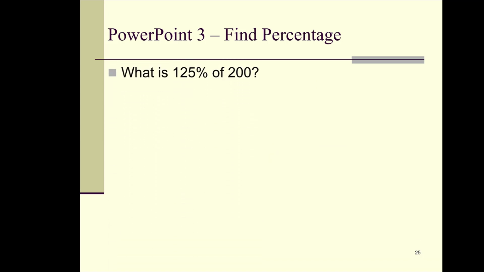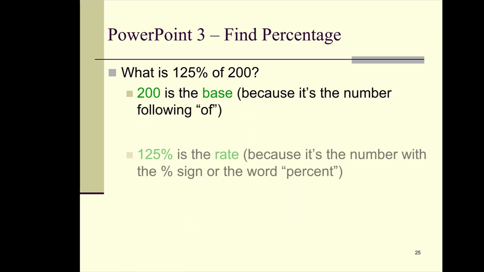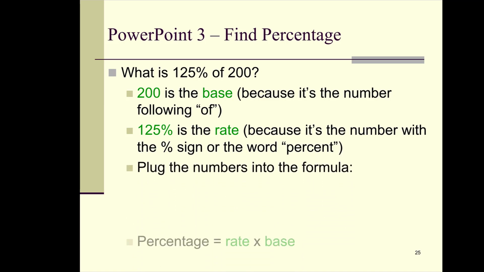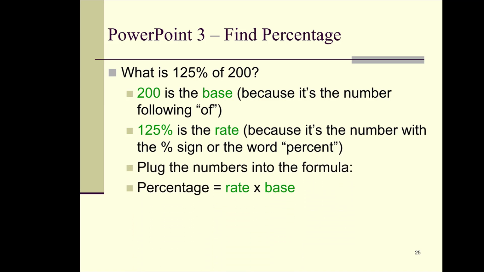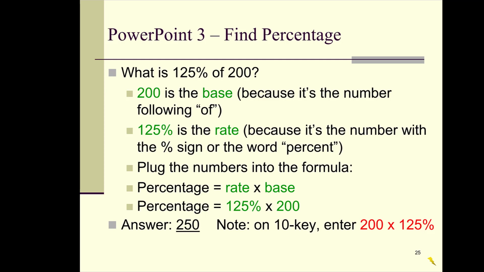Let's try another one. What is 125% of 200? So again, I always like to find the base first because it's the easiest one to find. It's the number that follows the word of. So 200 must be the base. 125% is the rate because it's the number with a percent sign or the word percent. So we're going to plug those into this formula. The formula is percentage equals rate times base. So the formula, once we plug in the numbers, is percentage equals 125% times 200. And on our calculator, enter that as 200 times 125, and then hit the percent key, and you should get 250.